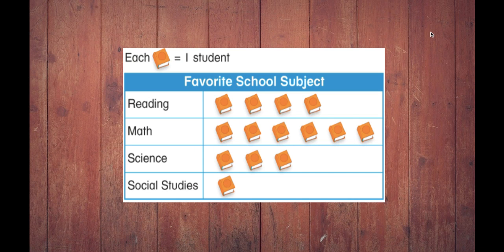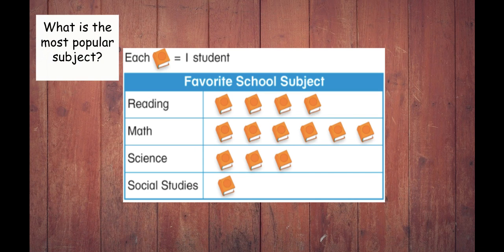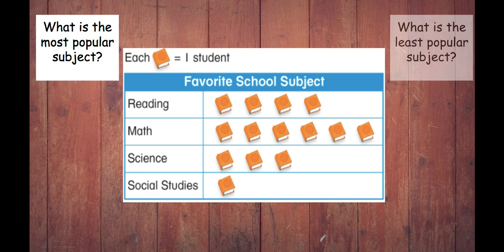So now let's ask some questions about our pictograph. What is the most popular school subject? You're right, it's math, because it has 6 student votes, and 6 is the biggest number on that pictograph. So now what's the least popular subject? You're right, social studies, because it only got 1 student vote, which means not very many students liked that one. So it was the least popular.